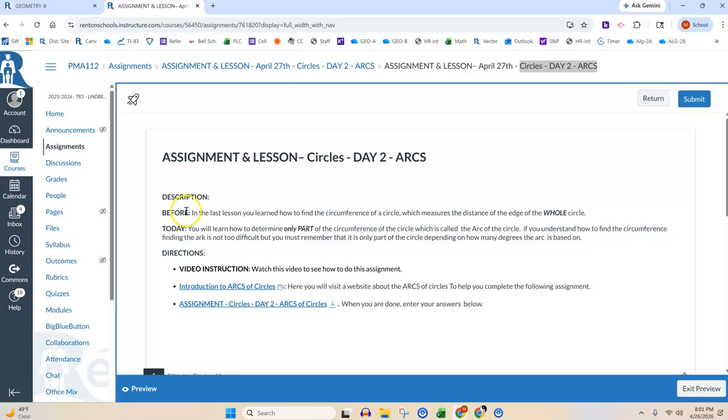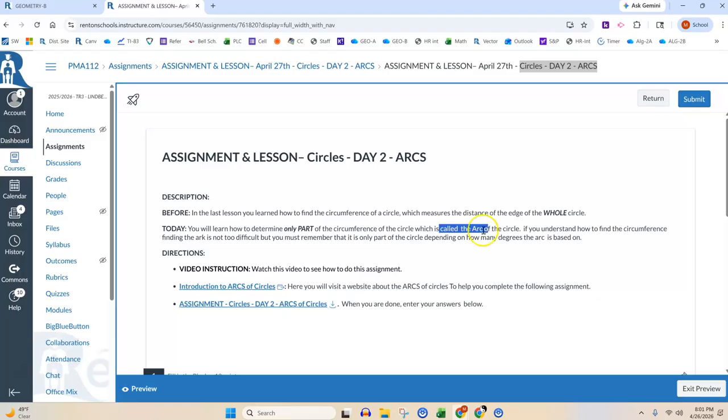But again, basically what we learned about before is how to find the circumference of a circle, which is the distance of the whole circle, okay? Basically today all we're going to do is learn how to determine only part of the circumference of the circle, which is called the arc of the circle.